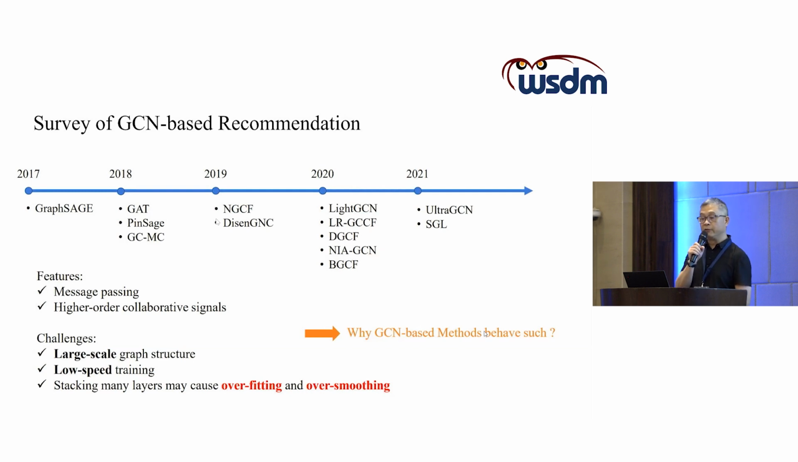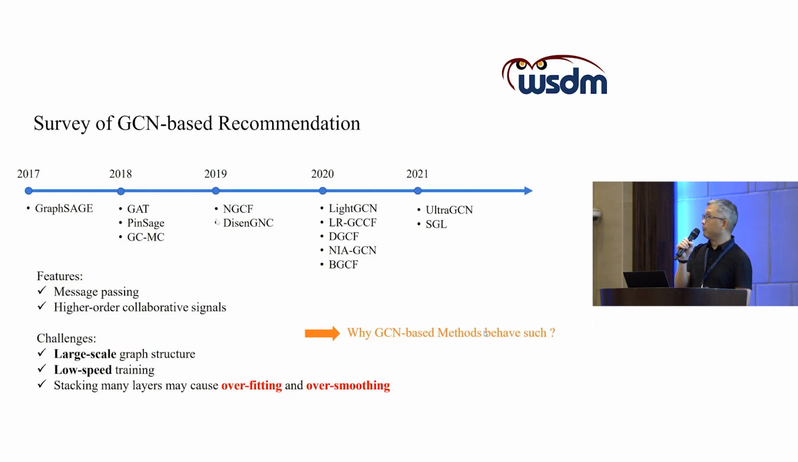Among all these approaches, we can observe that they all possess the feature of message passing, and they can leverage high-order collaborative signals. However, all of them also face some challenges, especially for large-scale graph structures: slow training, and stacking many layers may result in overfitting and over-smoothing. Our work tries to improve on the state of the art in this regard: how we can simplify the GCN-based approach combined with CF to make it more efficient.